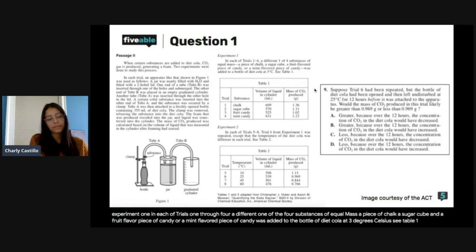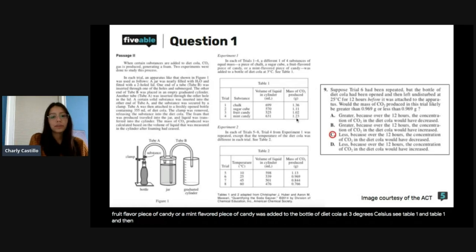See Table 1. And they have Table 1. And then experiment 2. In each of trials 5 through 8, trial 4 from experiment 1 was repeated, except that the temperature of the Diet Cola was different in each trial. See Table 2. And they have Table 2.